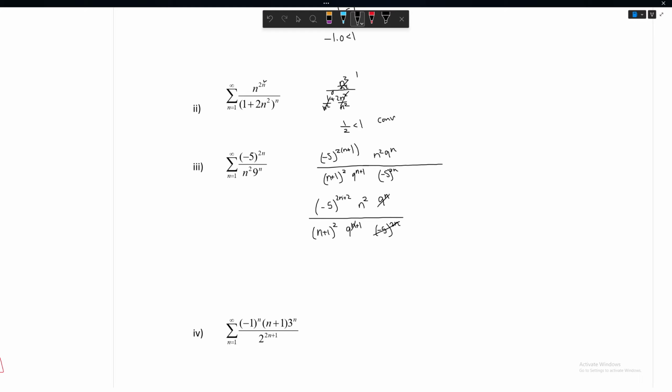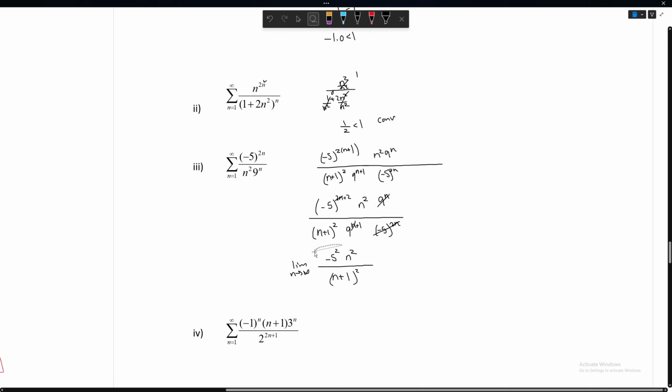This 2 cancels out with these 2n. And so what I got is -5 squared n squared all over n plus 1 squared. Now obviously I'm taking the limit here. I can take the constant out. Remember, constants always go out. And so I can take that out. That goes out of the way.